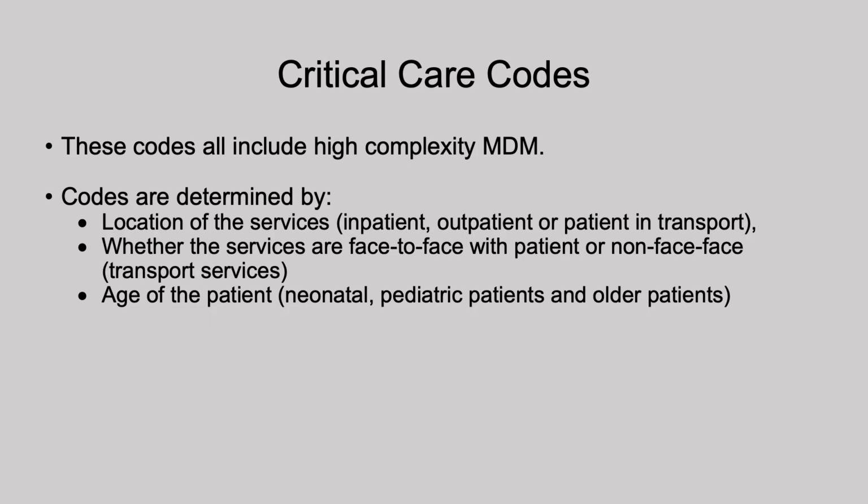So all of these critical care codes include high complexity medical decision making. So that's where you start. They must have high complexity medical decision making or you can't use them. The codes are determined by location of the services, whether it's inpatient, outpatient, or patient in transport, like in an ambulance, from one facility to another. Whether the services are face-to-face with the patient or non-face-to-face. For example, these are true for transport services. And the age of the patient. Are they neonatal, pediatric patients, or older patients? So different codes depending on where, face-to-face or not, and the age of the patient.